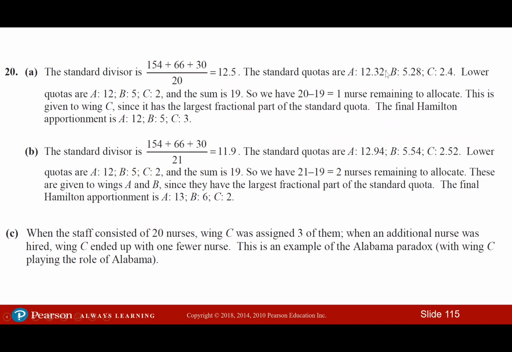And from there, you look at these giving you the lower quotas. The sum is 19, so you have 20 minus 19 is 1 nurse remaining to be allocated. This is given to C because it has the largest fractional part. There it is. The final Hamilton apportionment is done: 12, 5, and 3.